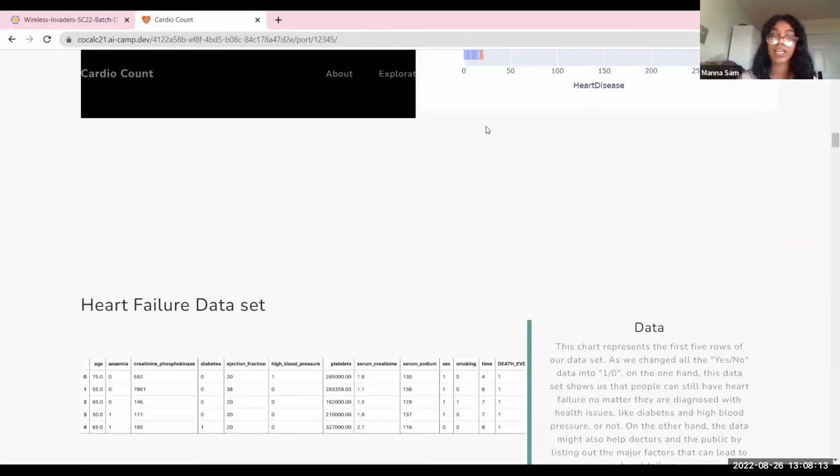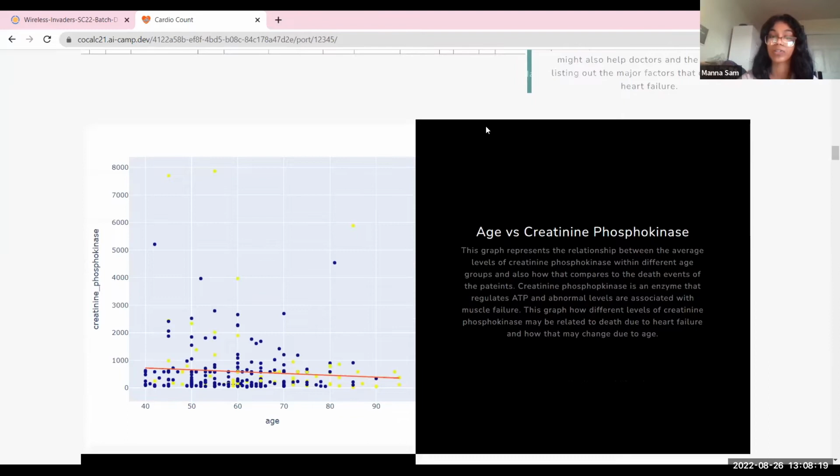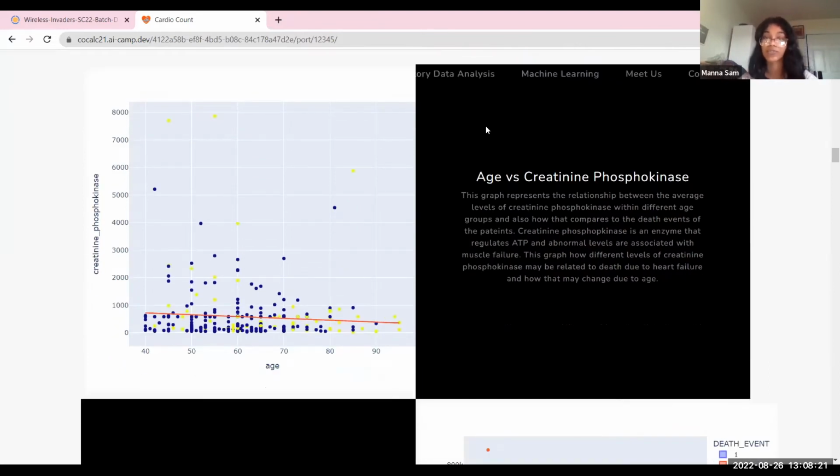We also used a second data set that has a few different types of variables. And here we created 2 models. The first one being age versus creatinine phosphokinase. That is an enzyme that regulates ATP, and abnormal levels are often associated with muscle failure. So using this graph, we can see how those levels change throughout your life and whether those people in this data set experienced heart failure because of that.